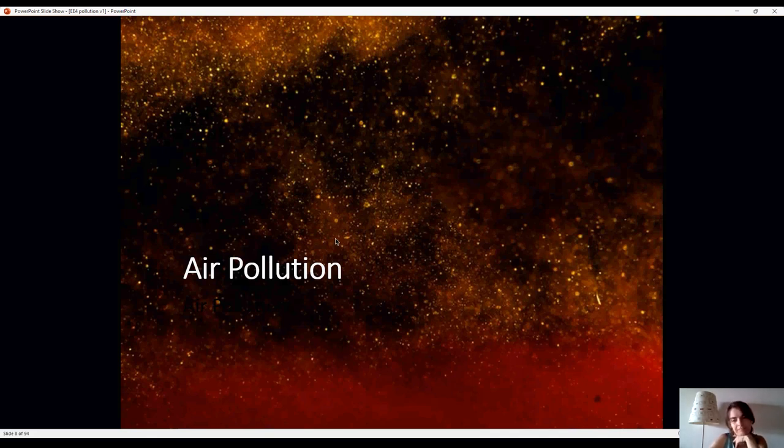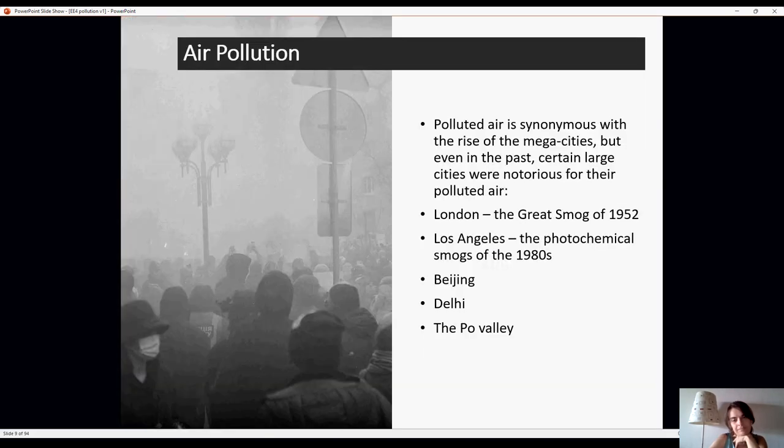This is a photograph of dust, and air pollution, I think, is something which we all recognize. I think this is a city suffering from smog somewhere in, I think it might be China, to be honest with you, but I'm not sure. Anyway, this type of pollution is typically associated with the so-called megacities.